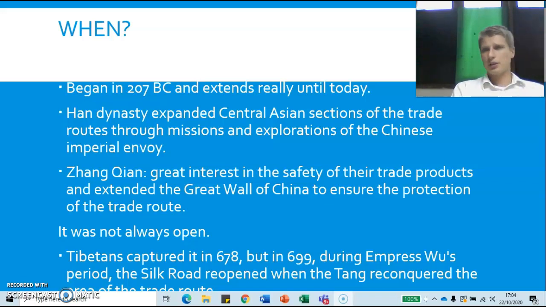But it just ensured the protection of the trade route. It gave stability. It gave really the effect of just confidence in the markets and in people's ability to go there.